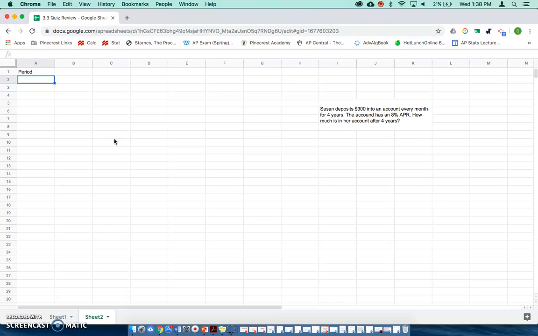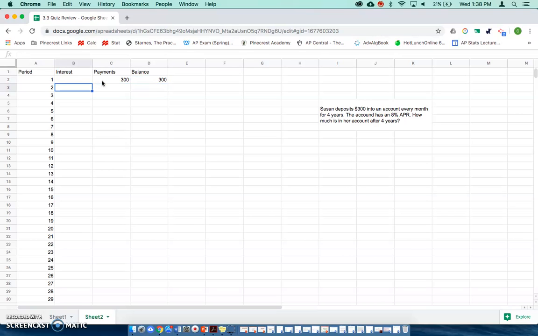And in this case, she's going to put $300 in at month 1. So I'm going to go from 1 to 48. And we can zoom all the way down. Next, we're going to still collect interest, but now instead of going straight to balance, we are also going to be making payments every period, and then we will have a balance. So we don't earn interest right away. We are making a payment of $300 in month 1, so our balance is $300 after month 1.